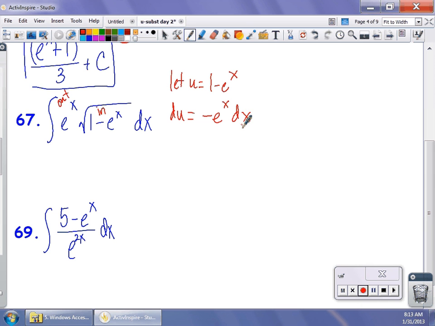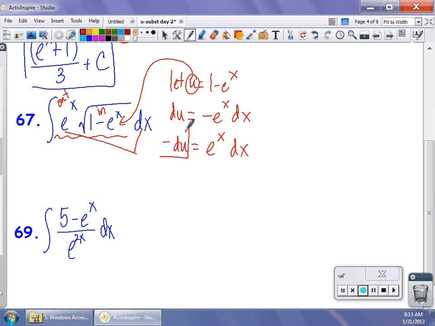So when we sneak a peek back over to the problem, when I'm looking at the entire integrand, notice that there's no negative. So I'm going to divide both sides by negative 1 and get negative du is equal to e to the x dx. So I'm going to replace my inside function with u. So u is going to go where the 1 minus e to the x was in the original problem, and then my e to the x multiplied by dx is going to be equal to negative du. So I'm going to make that replacement.